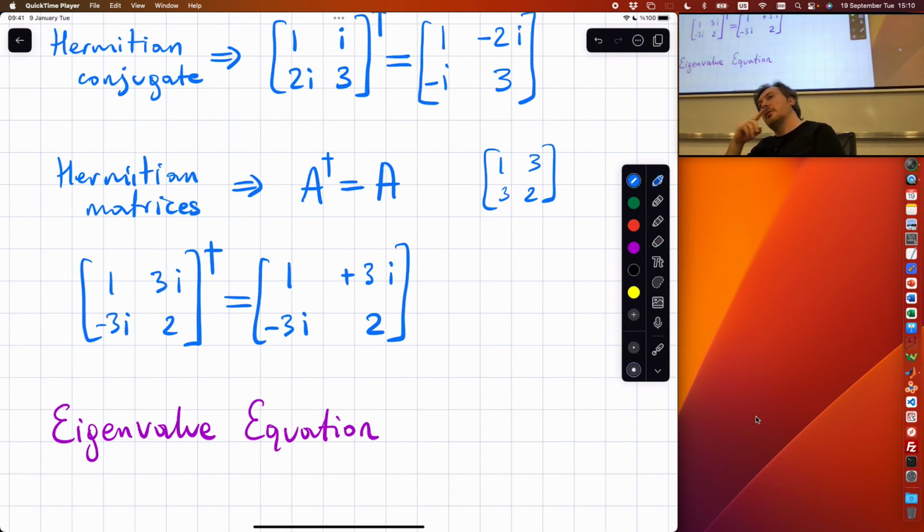I couldn't understand the difference between Hermitian conjugate and Hermitian matrices. I see what you mean. So Hermitian conjugation is an operation that you do to the matrix. You have a matrix, any matrix can be Hermitian conjugated. You can take the Hermitian conjugate. But after you do Hermitian conjugation, if it's still the same matrix, if it didn't change after the Hermitian conjugation operation, then it's a Hermitian matrix.